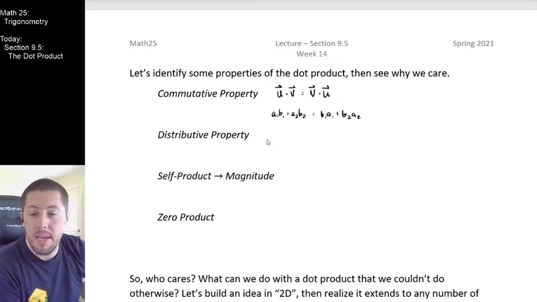The other property that we get from multiplication that also holds over for vectors, for scalar multiplication and for vector multiplication, is the distributive property.